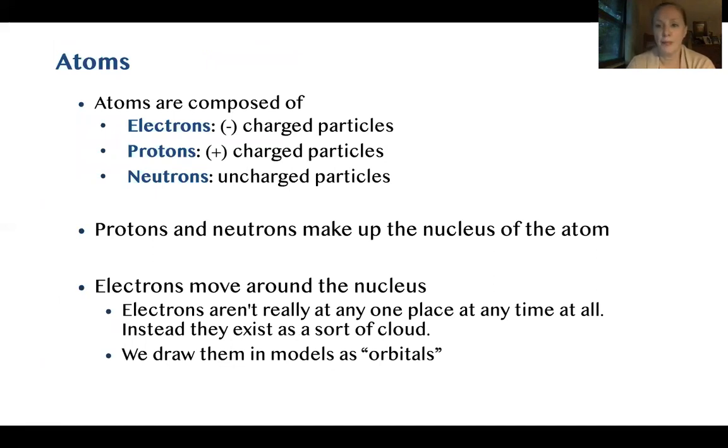Atoms themselves are composed of electrons, protons, and neutrons. The electrons are negatively charged particles, and the protons are positively charged particles. The neutrons are uncharged. Do not confuse the neutrons that are neutral or uncharged with the electrons that are negatively charged. The protons and neutrons make up the nucleus of the atom, while the electrons will move around the nucleus in an electron cloud. We represent this cloud in models on our papers as orbitals.